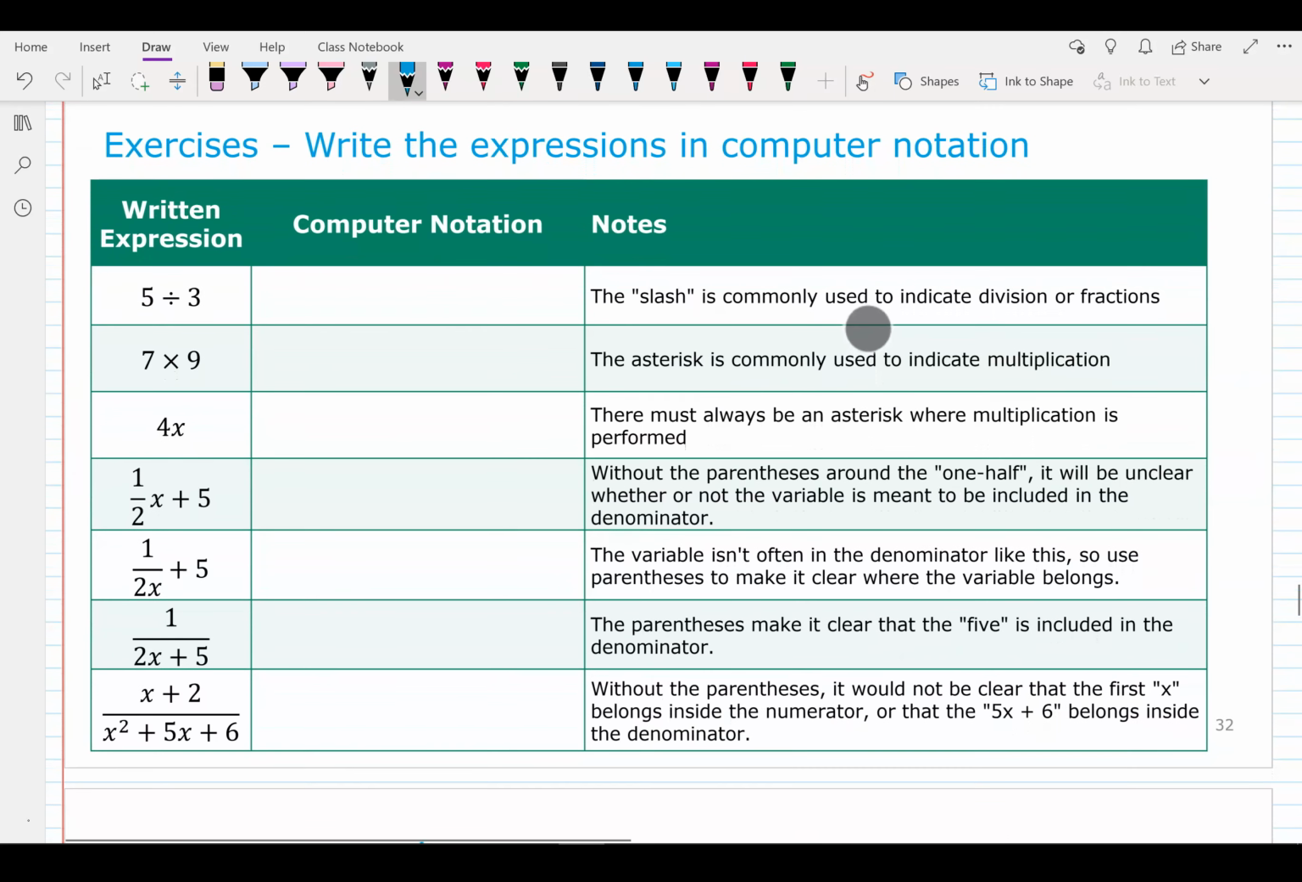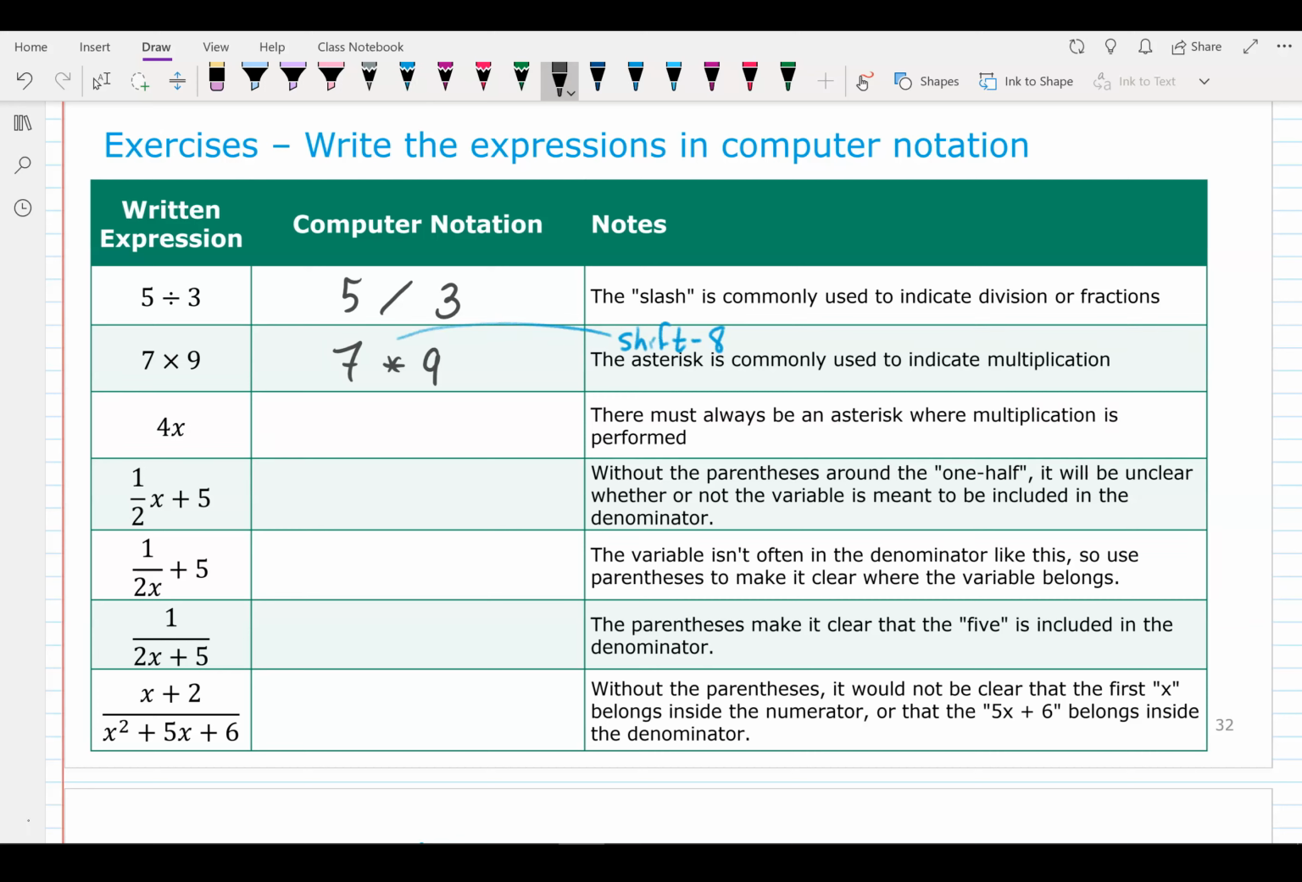Write the expressions in computer notation. So you can pause the video and try these yourself, but I'm going to work through them. The first one, 5 divided by 3, we have to use 5/3. That's the most common way to denote division or fractions in a computer. 5 times 9, it's actually going to be 5 asterisk 9. And asterisk would be shift 8. Just like slash is slash, asterisk here is shift 8.